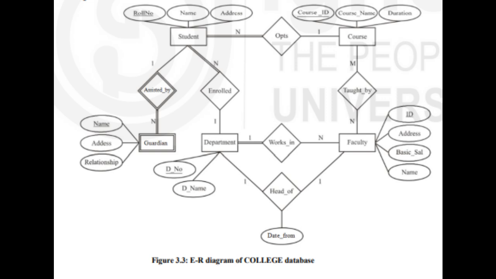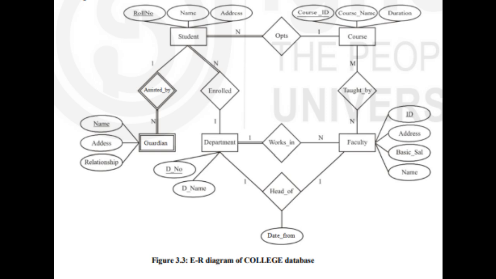Now, you are ready to make an ER diagram for the college database. The ER diagram, Figure 3.3, ER diagram of college database. Look at the screen. 3.4 Conversion of ER diagram to relational database. A relational database management system is designed from an ER diagram, which represents various entities and relationships among entities for an application using the following methods.